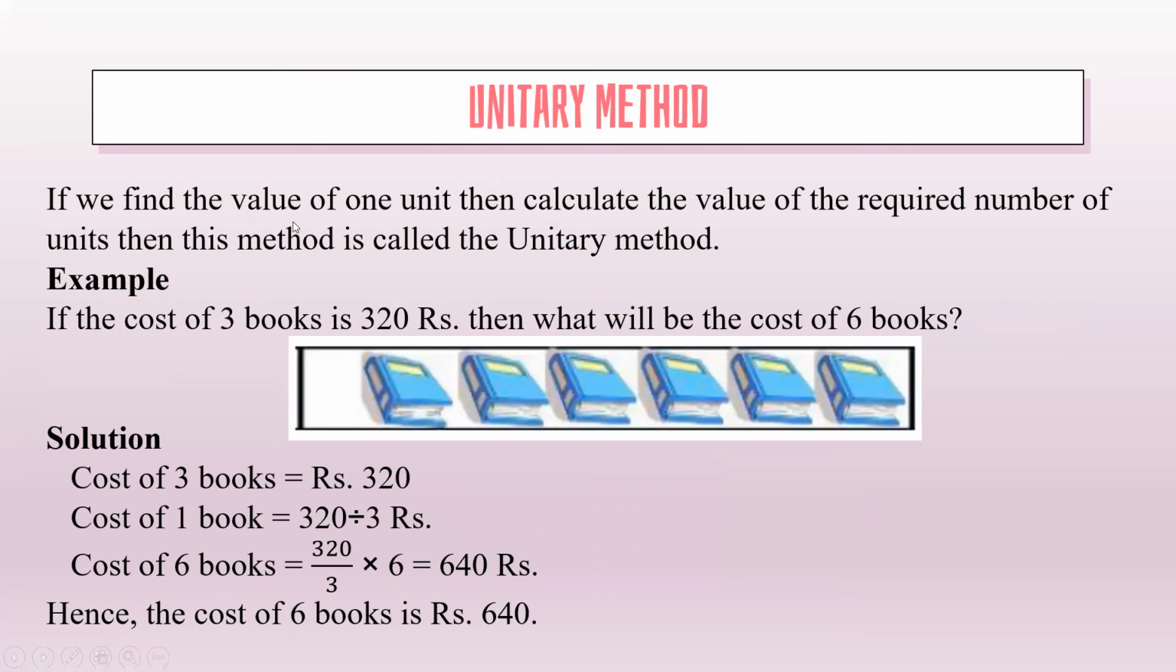Unitary method. If we find the value of one unit, then calculate the value of the required number of units, then this method is called the unitary method. For example, if the cost of 3 books is 320 rupees, then what will be the cost of 6 books? So here cost of 3 books is 320 rupees. So cost of 1 book will be 320 divided by 3 rupees. And cost of 6 books will be 320 divided by 3 multiplied by 6. That is 640 rupees. So the cost of 6 books is 640 rupees.